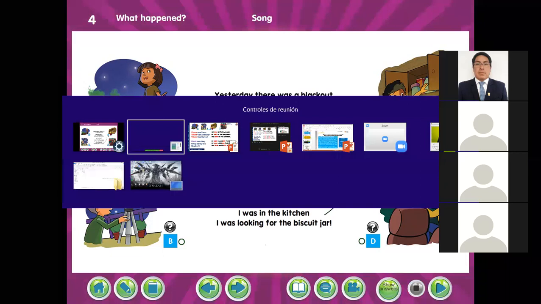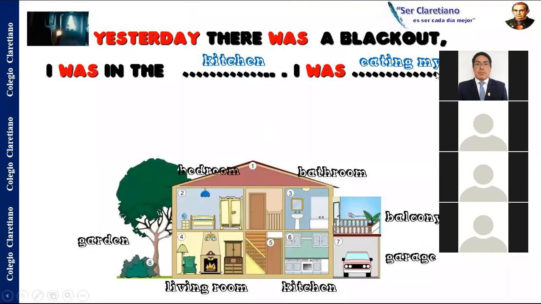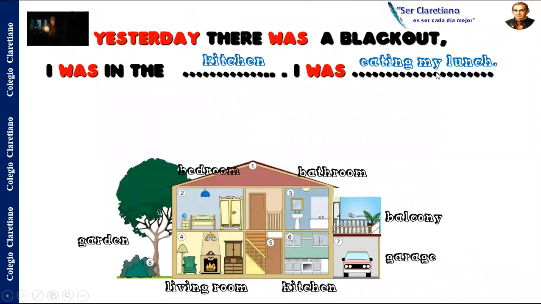And now, we are going to practice now, please, the part, the speaking. And the speaking is this part. Pay attention, please. You are going to tell me examples of what were you doing yesterday. Similar to this, okay? And remember this, pay attention. Yesterday, there was a blackout. I was in the kitchen. I was eating my lunch. Okay. I was in the kitchen. And for kitchen, the action is eating my lunch. If I say, yesterday there was a blackout. I was in my bedroom.